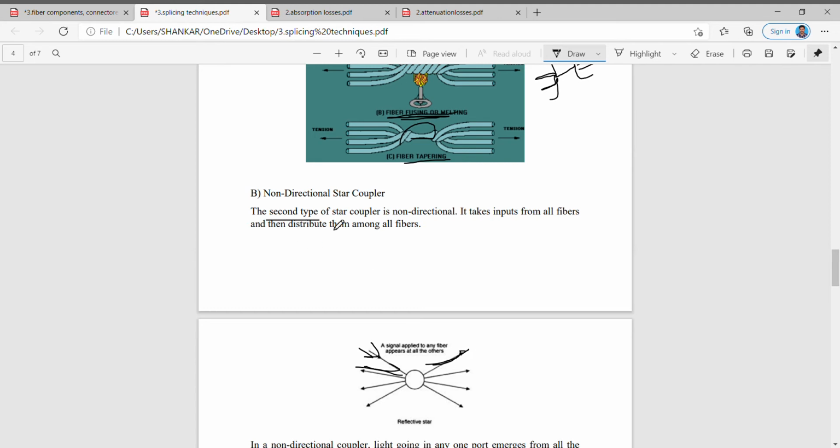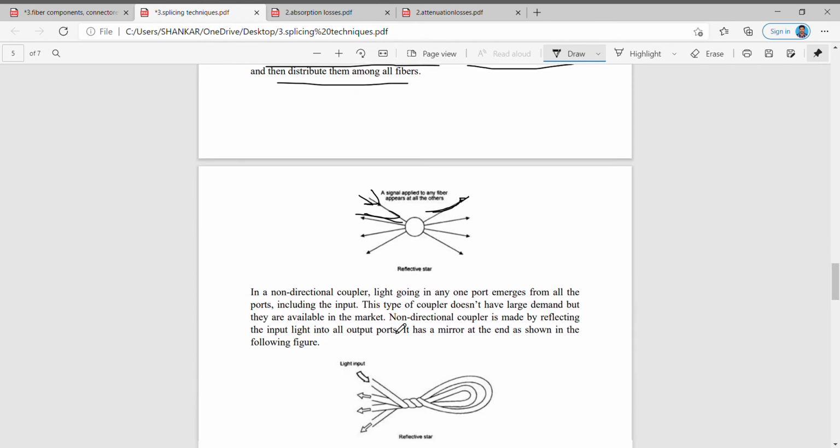The second type of star coupler is non-directional. It takes input from all fibers and then distributes among all the fibers. That is one type. Or it can take one signal and distribute among the other ports also. In a non-directional coupler, the light going in any one port emerges from all the ports.